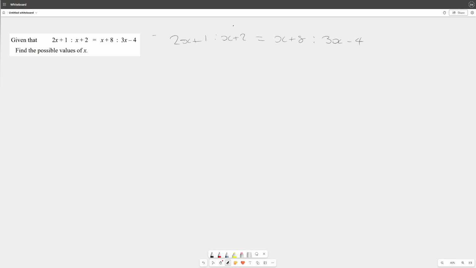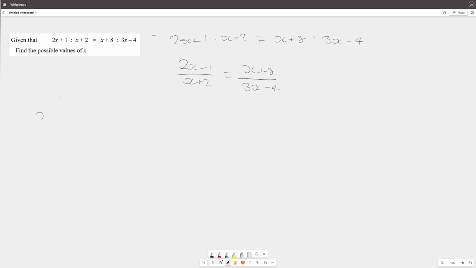Now the introduction of ratios here does make it look a little bit more complicated, but actually it doesn't make things too bad, since a fraction is the same as a ratio in a way. So 2x plus 1 to x plus 2 can be written as 2x plus 1 over x plus 2, and this is going to equal x plus 8 over 3x minus 4. And now this looks very similar to the ones we had previously. And so we're going to do some multiplication to get rid of these denominators and try and give ourselves a fraction.